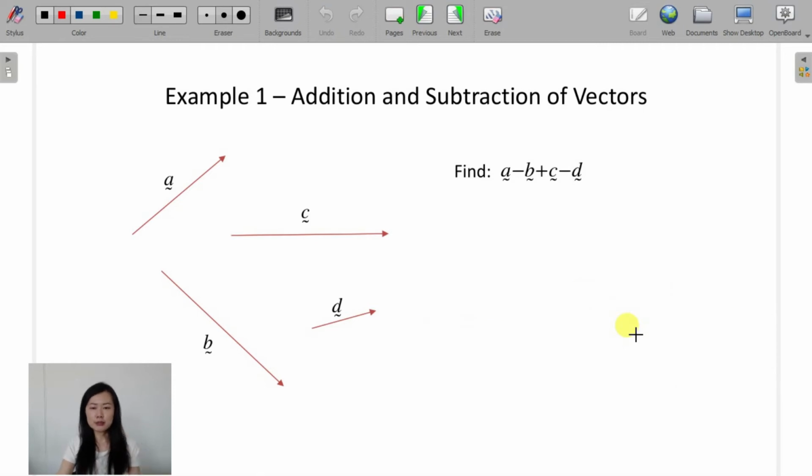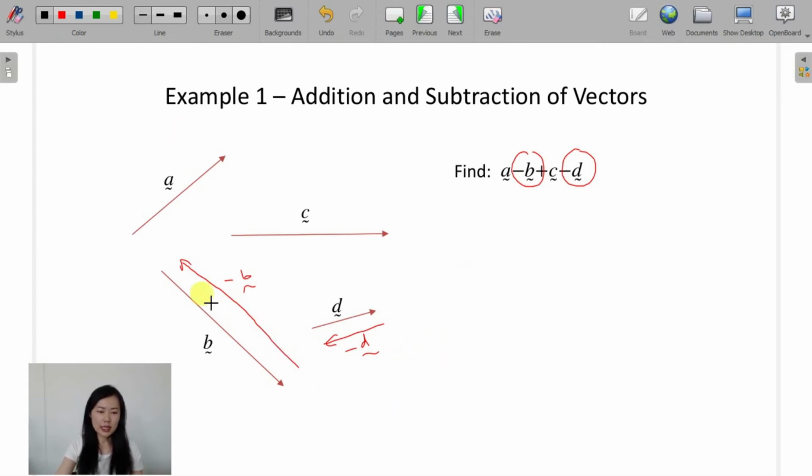What if I want to do some subtraction? The main thing is I want to subtract B and D. So what I'm going to do is draw the negative vector first so we can visualize it. Remember, a negative vector is just flipping the direction. Then from there, you just link it all together. So I'm going to add that onto that. I'm going to do it like this. That's minus B, and then you've got A. And then I'm going to add C. And then minus D, so it's like this.